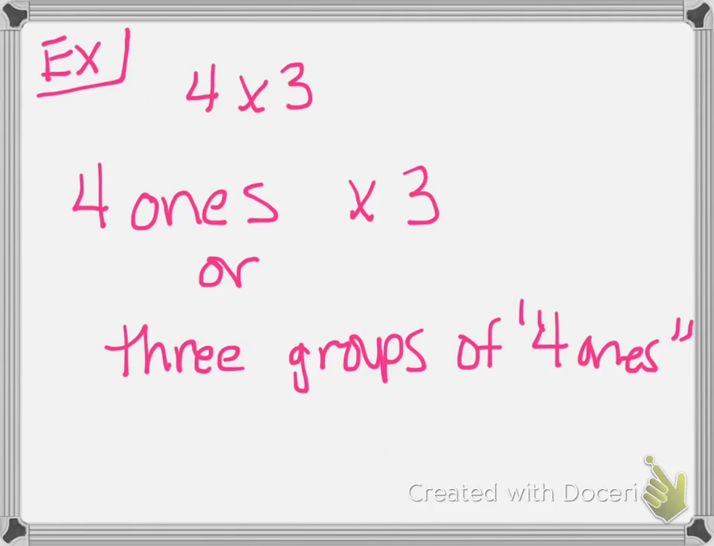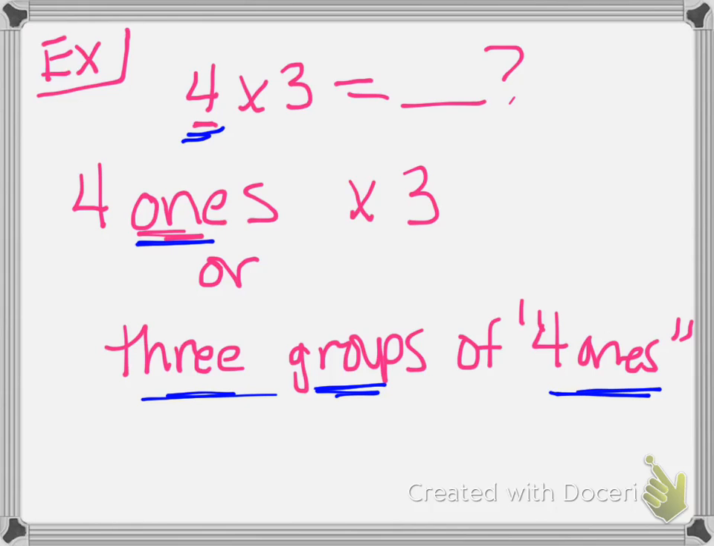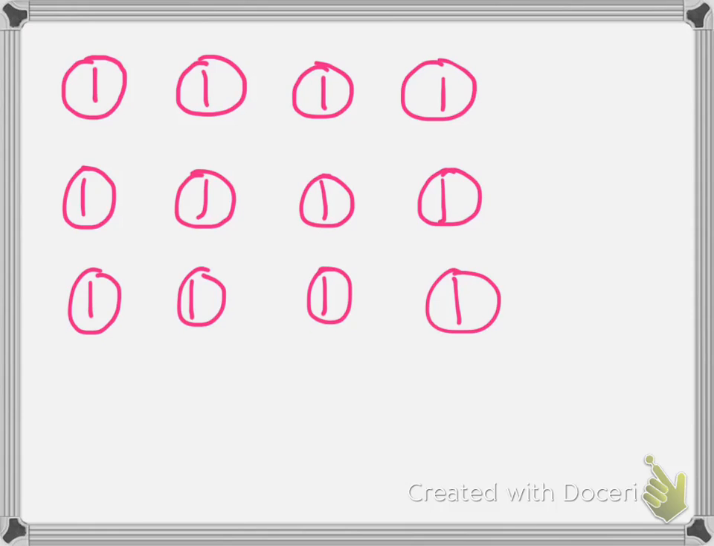Okay, let's look at our first example. 4 times 3 equals, we don't know. That's saying 4 ones times 3. Think about place value. We are in the ones place. We have 4 ones. You have 4 ones 3 times, or you have 3 groups of our quote 4 ones. So if we were using our place value chips, it would look like this.